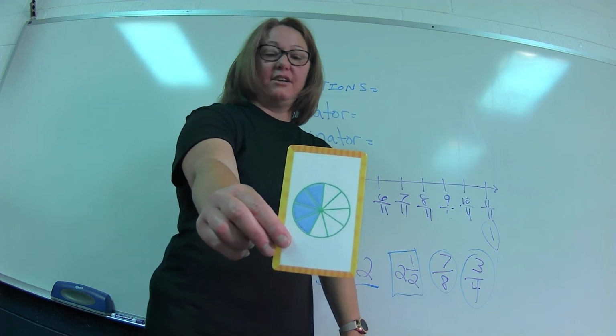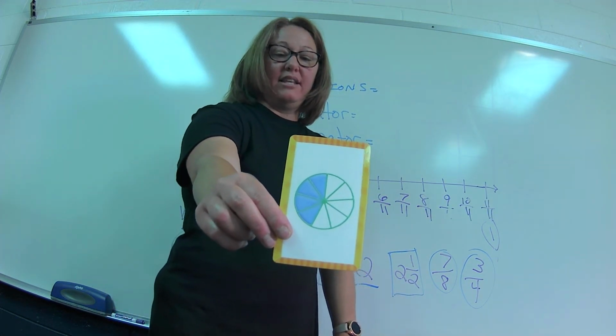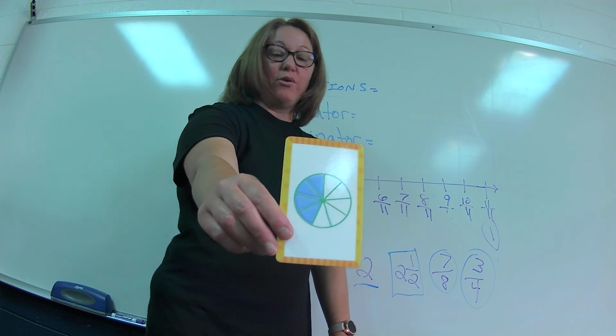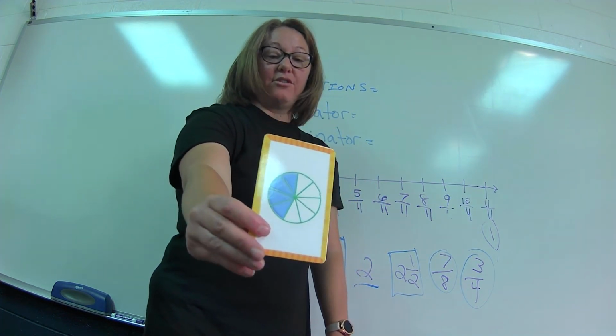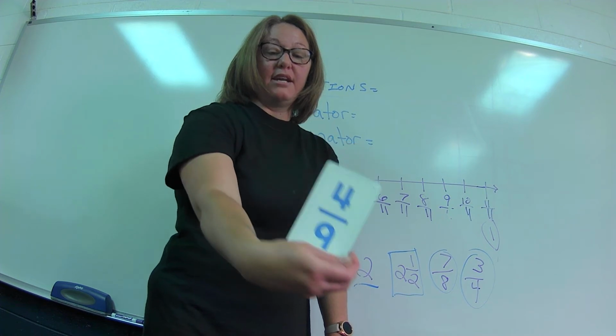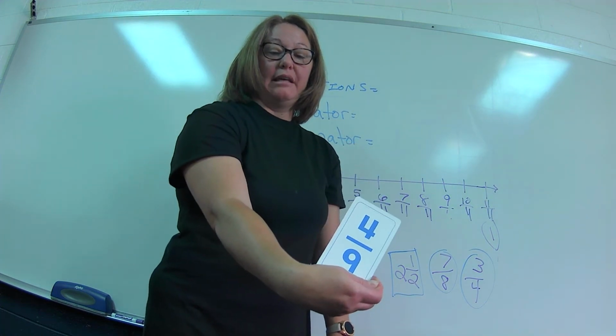Here, you have 9. You have another pie. And this time, of your 9 guests, only 4 of them want a piece of pie. And so now you have used 4 out of the 9, so you have 4 ninths.